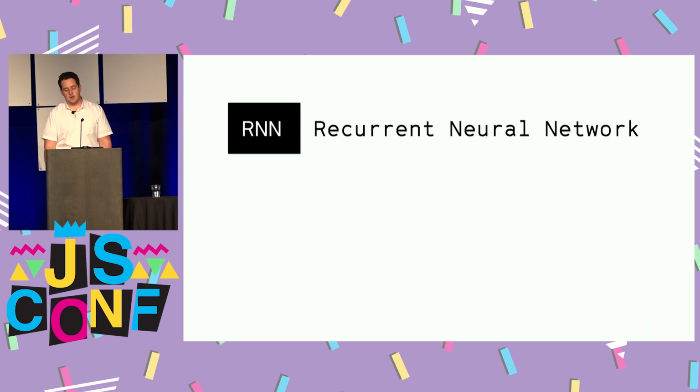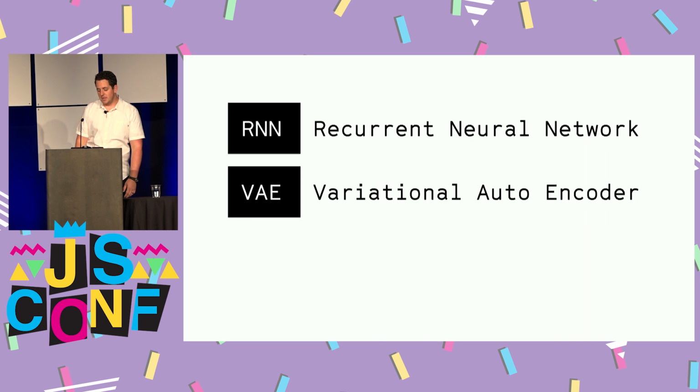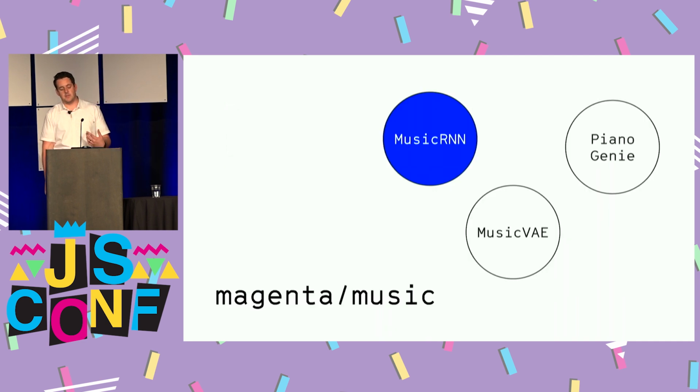Just super quick, RNN stands for recurrent neural network. So if you know what a neural network is, a bunch of nodes, a recurrent neural network is like one of those, but it loops through itself. And a VAE is a variational autoencoder. So if you're familiar with like encoding and decoding, it works similarly to that. So for our purposes, we're going to use the music RNN models. Just in the context of Magenta, they have a little bit better support for individual instruments like drums.